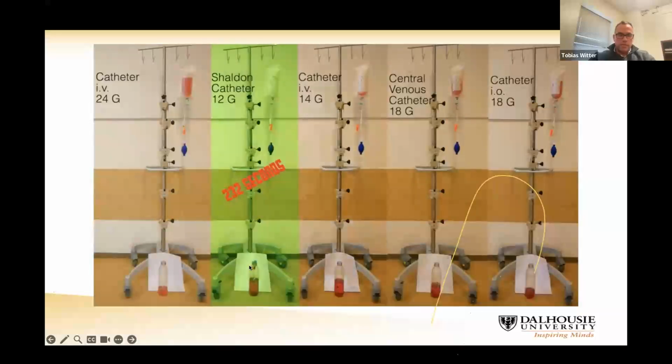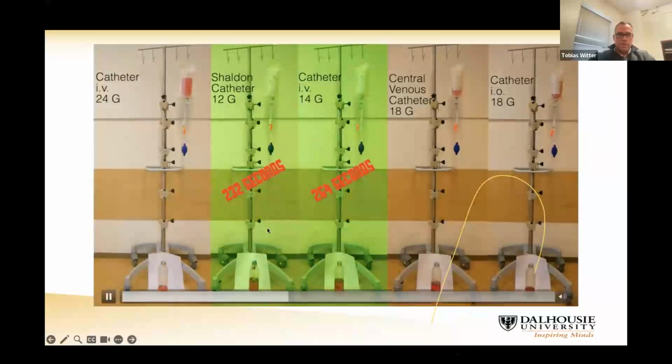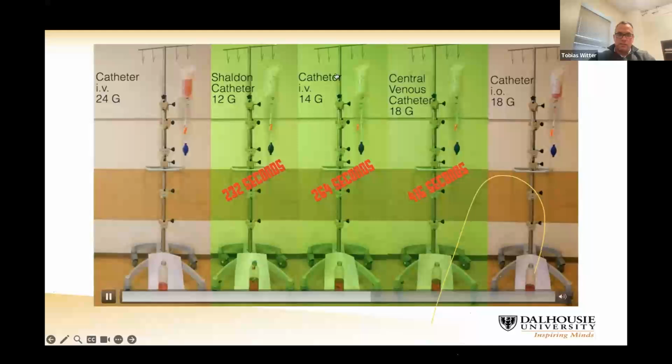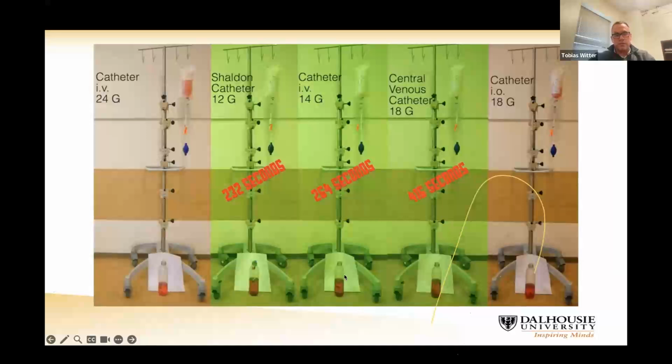Dialysis catheters do great. We have 500 mL in after less than 4 minutes, followed by the 14 gauge peripheral IV. The others are still running, I can assure you. And they all go in under pressure, by the way. And next one is the central venous catheter, 18 gauge, 416 seconds.